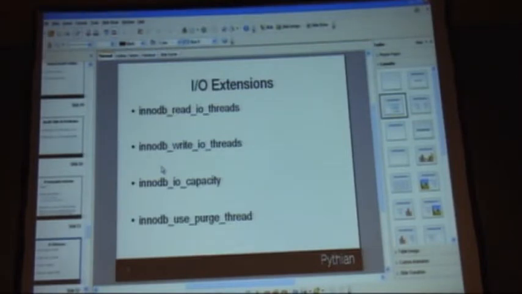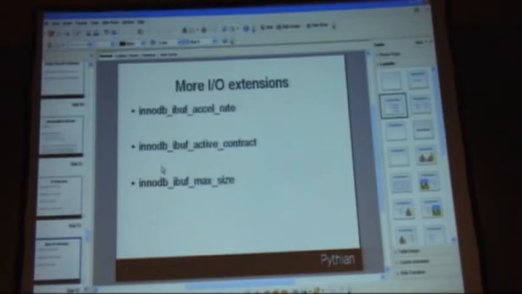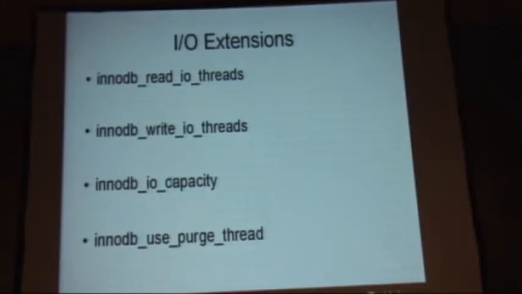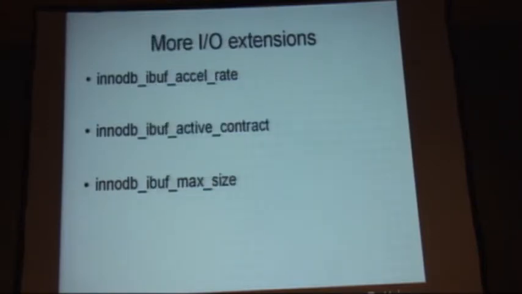But again, if you do use the patch set, I would say look at that and see if it's something that you would need. So more I/O extensions. iBuff, by the way, is the insert buffer. Okay? So whenever you see iBuff, it means the insert buffer. So InnoDB iBuff accelerate, if the InnoDB I/O capacity that you set back here, remember, this was what the capacity of operations per second is, is not enough to tune the insert buffer, you can actually set a specific kind of I/O capacity for the insert buffer itself.